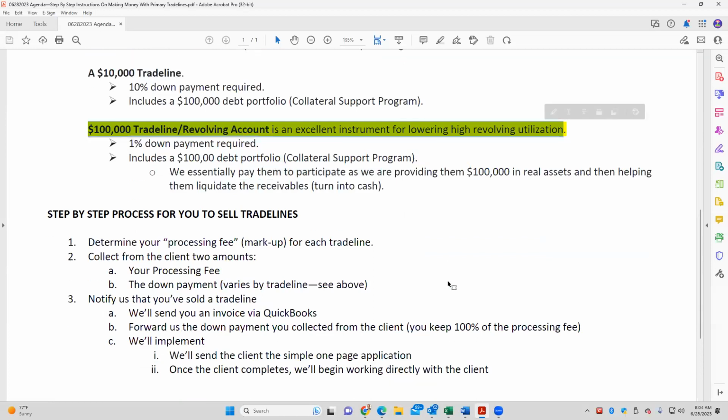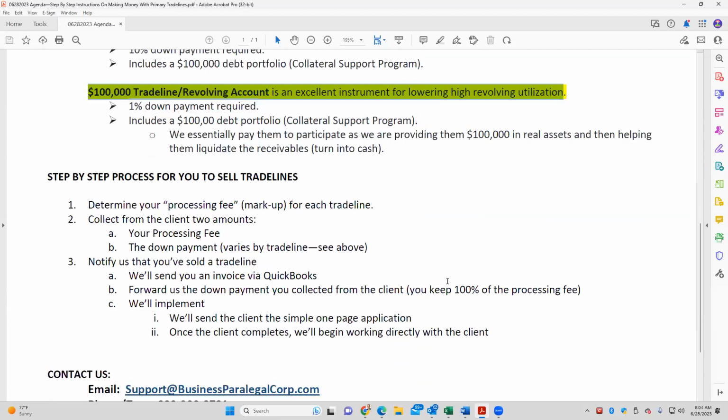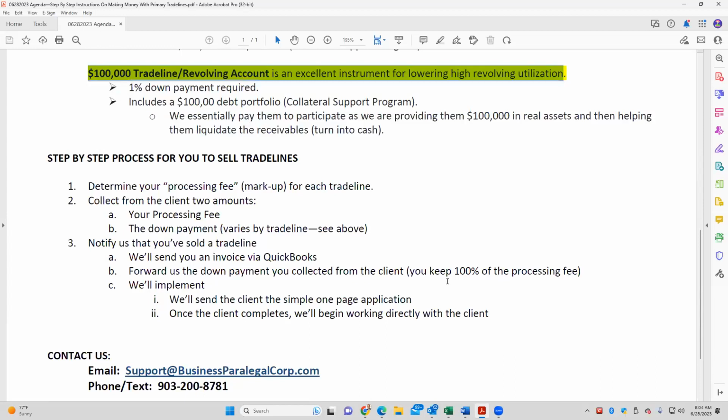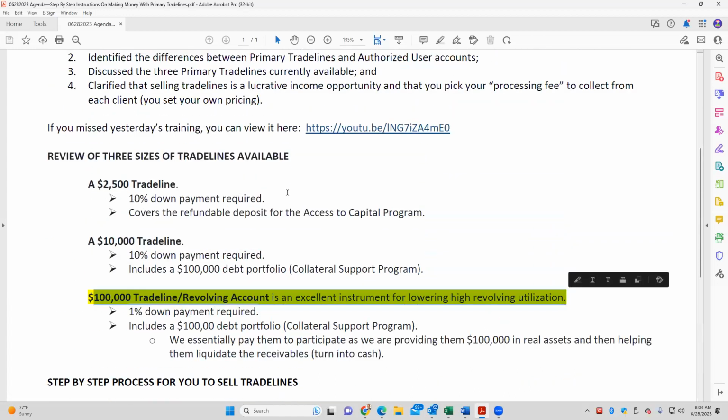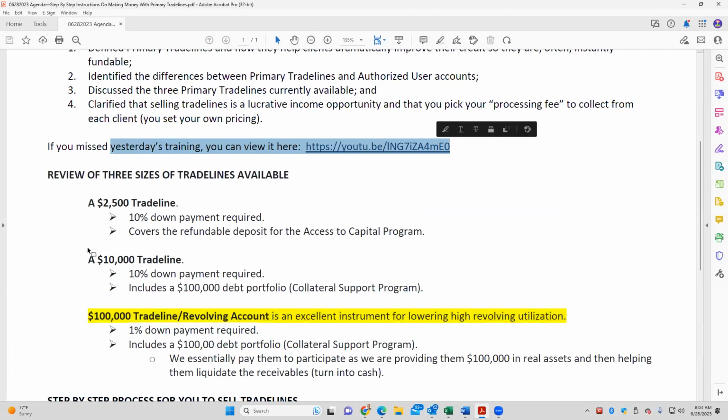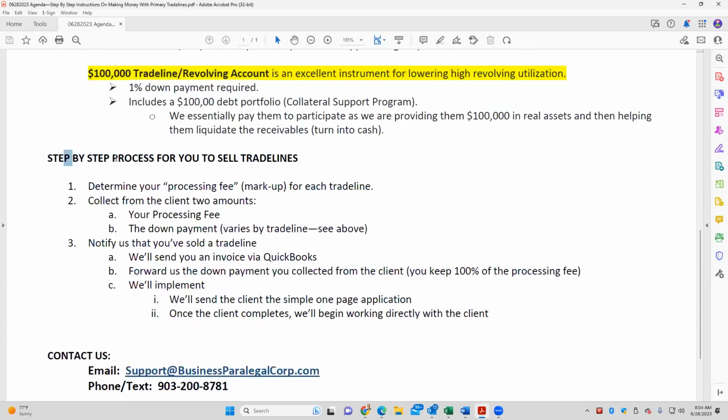So what are the steps to implement? Let's close out on this because we want today's training to be brief and simple. This is not complicated. If you want to help people with primary trade lines, this is probably going to be your focus. If you need a backdrop, go back and watch yesterday's training. And now let's go through the simple step-by-step process.